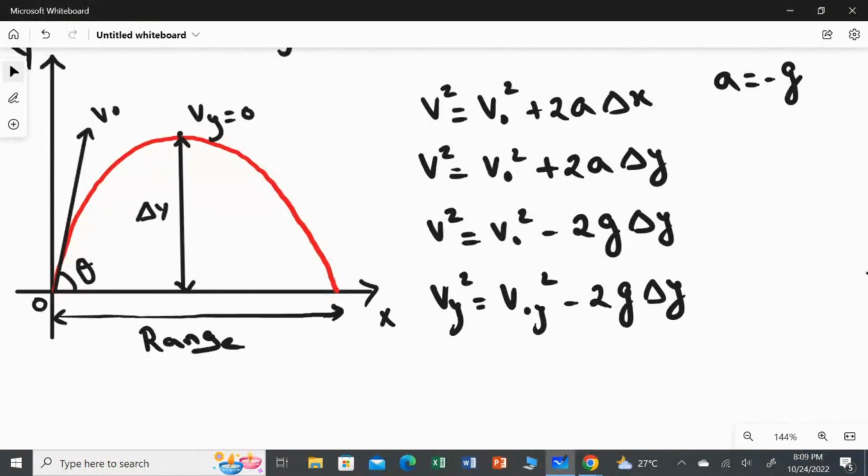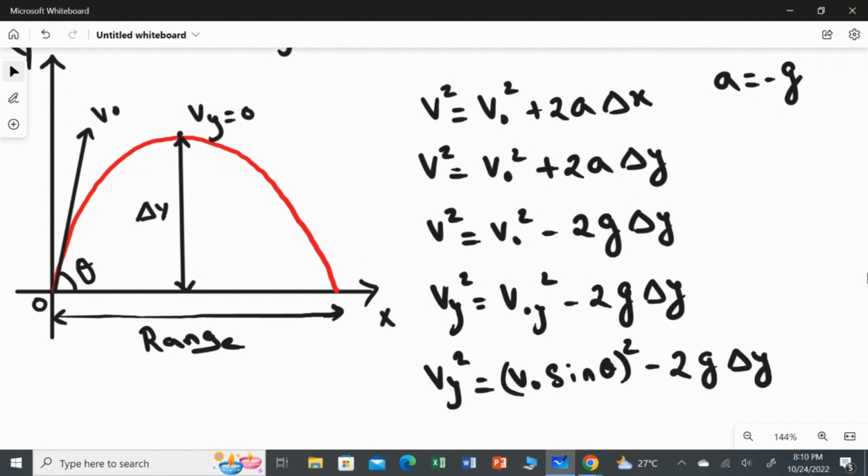When the projectile reaches the maximum height, the velocity in the y direction will be 0. So we have to substitute v of y equals 0. But in the second part of the equation, we have v naught of y, which deals with the sine component, which we already studied in the vector chapter. So now, if you modify this equation, you will get v of y squared equals (v naught sine theta) the whole squared minus 2 multiplied by g multiplied by delta y.